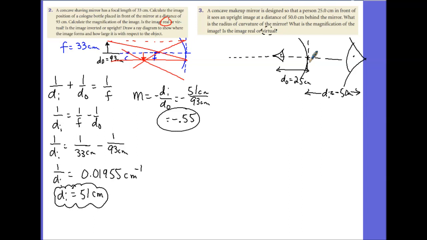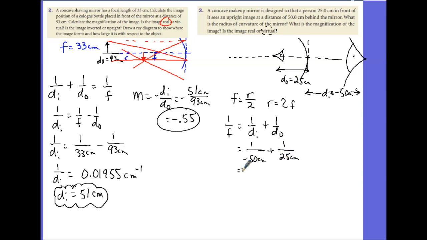And let's see, it's asking for what is the radius of curvature. Well, we do know that f is equal to r over 2, so r would be equal to 2f. Whatever the focal length is, the radius of curvature is twice that. Okay, so let's go ahead and figure out what the focal length is. So let's say 1 over f, I'm going to write that as 1 over di plus 1 over do. And so 1 over di, well, that'd be a negative 50 centimeters plus 1 over 25. Now this would be a positive over here, okay, for that.